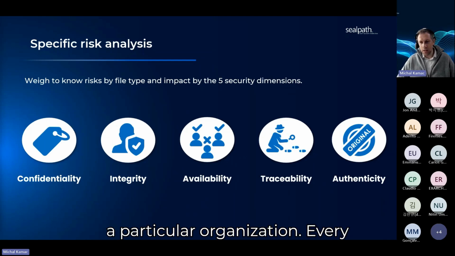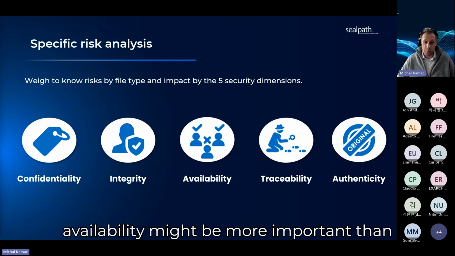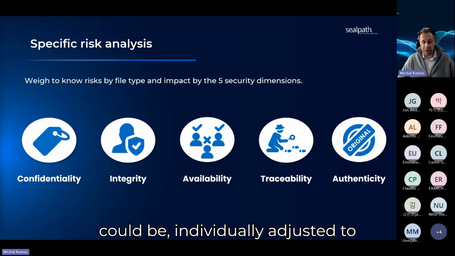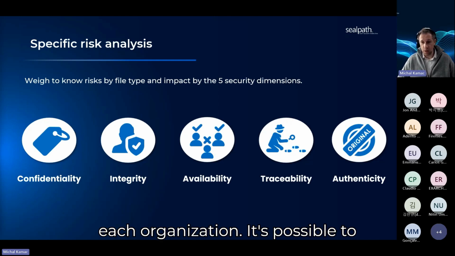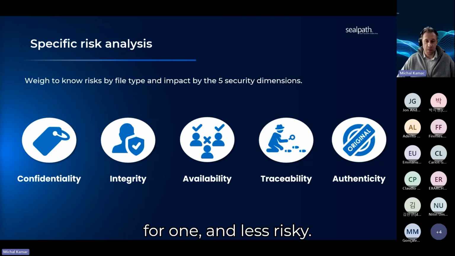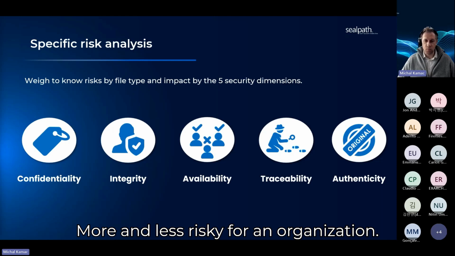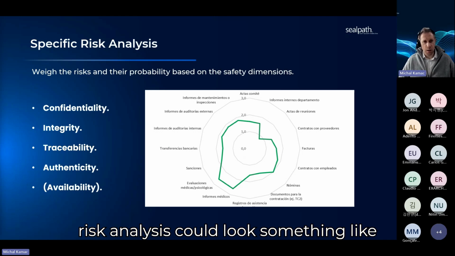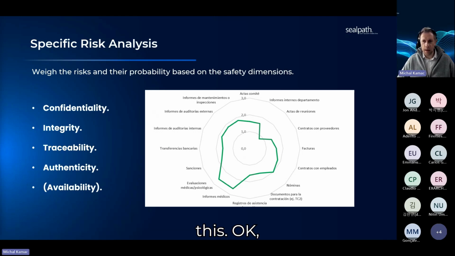So for a particular organization, availability might be more important than confidentiality, for example. Okay, it could be individually adjusted to each organization. It's possible to play around with what's more risky for one and less risky for another. Okay, so the result of this specific risk analysis could look something like this.